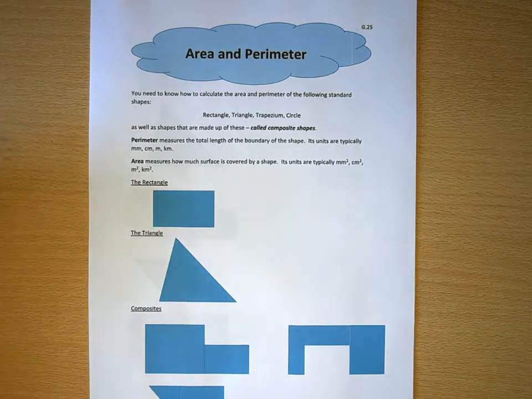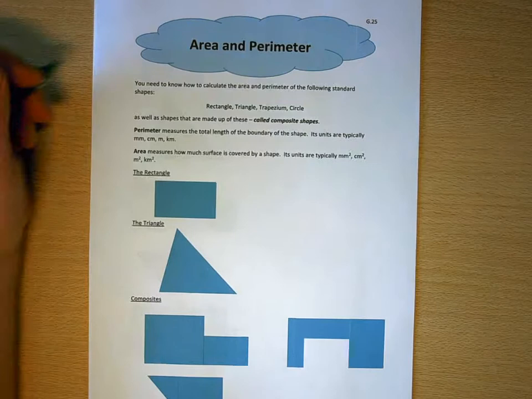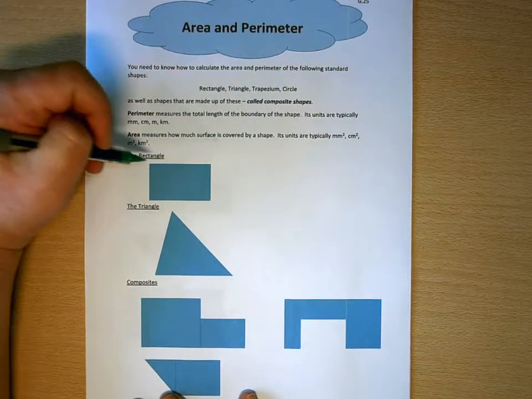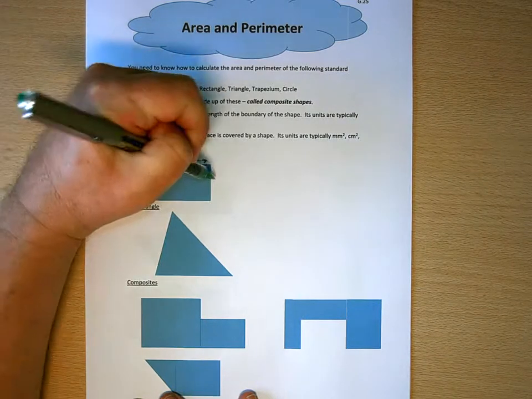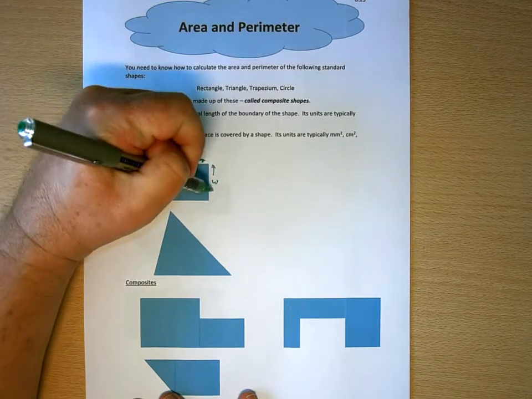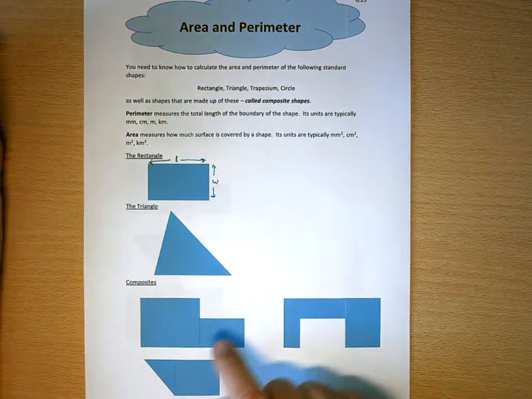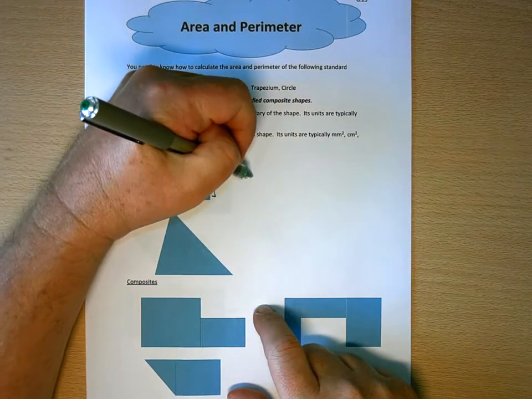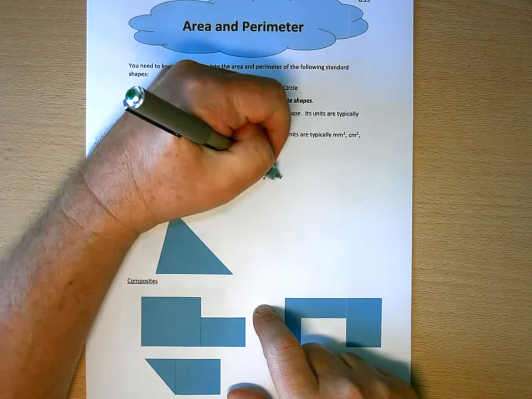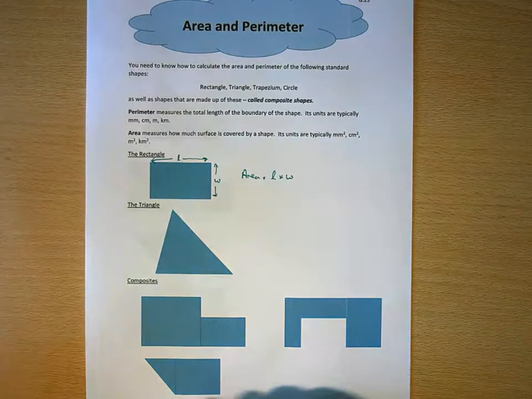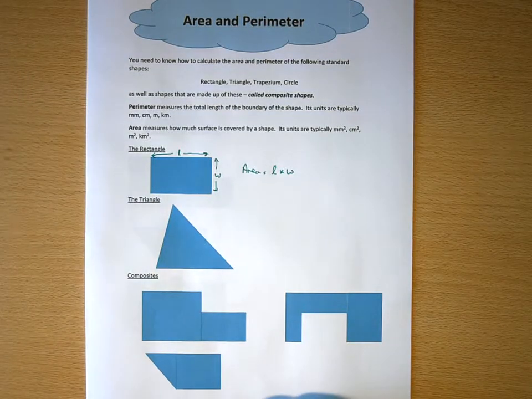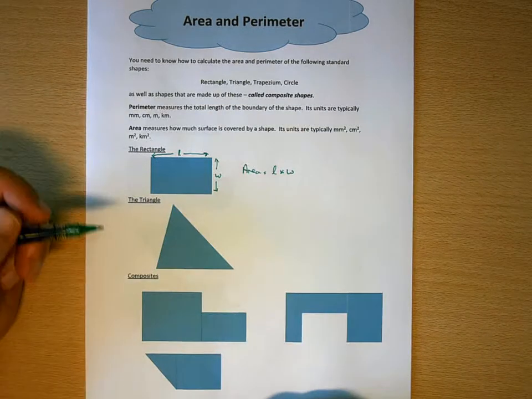So for the basic shapes, for a rectangle, you've usually got a length and you've usually got a width. So to work out its area, it's length times width. It's one of the first things you would have discovered about area. Then we come to a triangle.